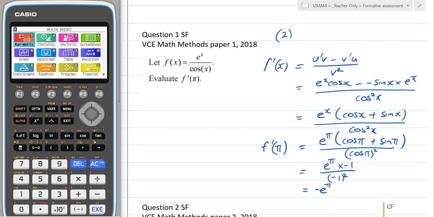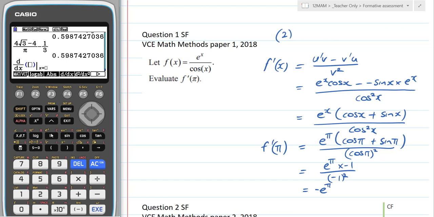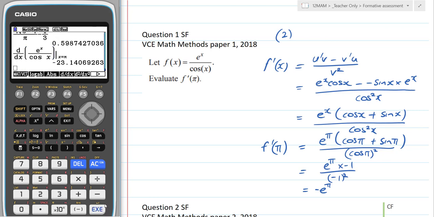You can do that pen and paper, you can do that in your calculator as well, just as easily. So if I go into my calculator here, into the run matrix screen, I can just press 1 to go in there as well. I can determine the derivative at a point. I go math, I go d dx, I want d dx of the function e to the power of x over cos of x, and I want it at the point. It won't tell you the derivative as a function, but it will tell you the derivative at a point.